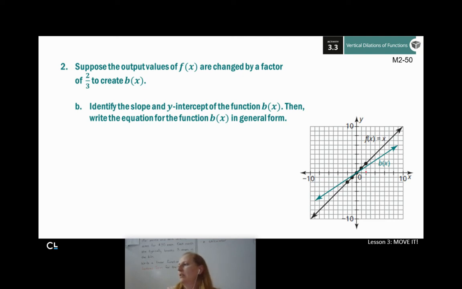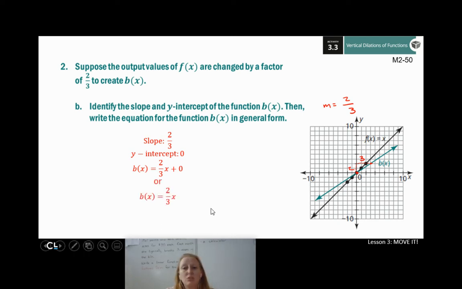So I can see the y-intercept didn't change. Let's talk slope for a moment. I'm going to pick some easy points here, and it looks like I've got an easy point right there as well. So it looks like I went up 2, and then I went over 3. So, rise over run, my slope is 2/3. My y-intercept didn't change, it's still 0. So if I were to write b of x in general form, I have 2/3 x plus 0. Except I don't actually need the plus 0, so I've got b of x equals 2/3 x.